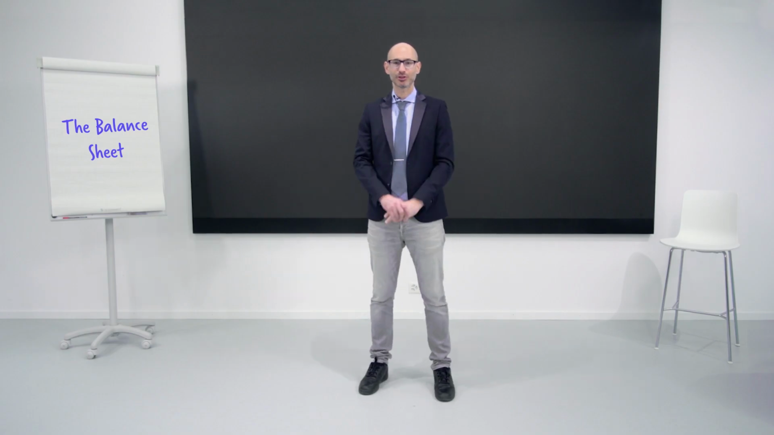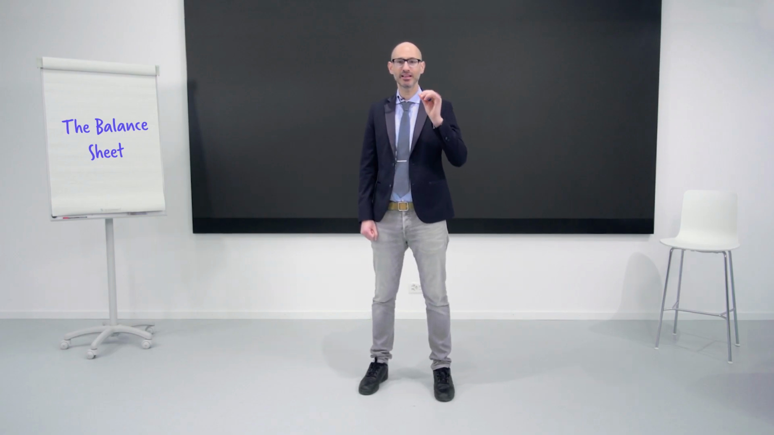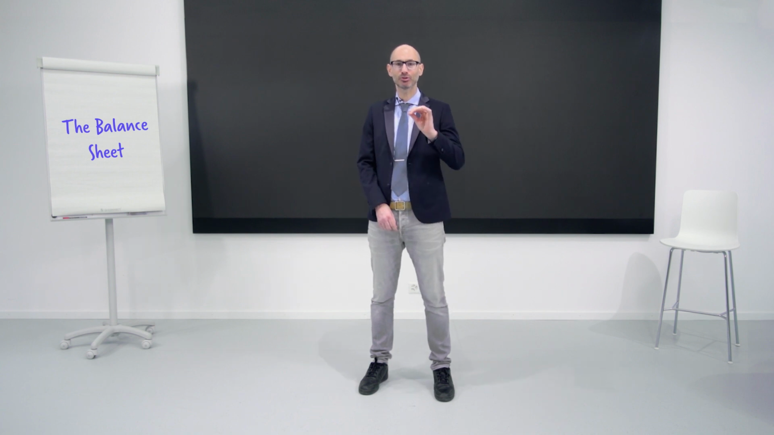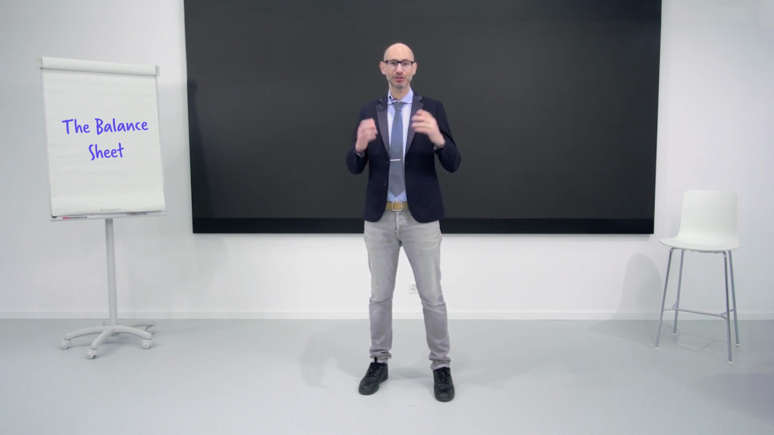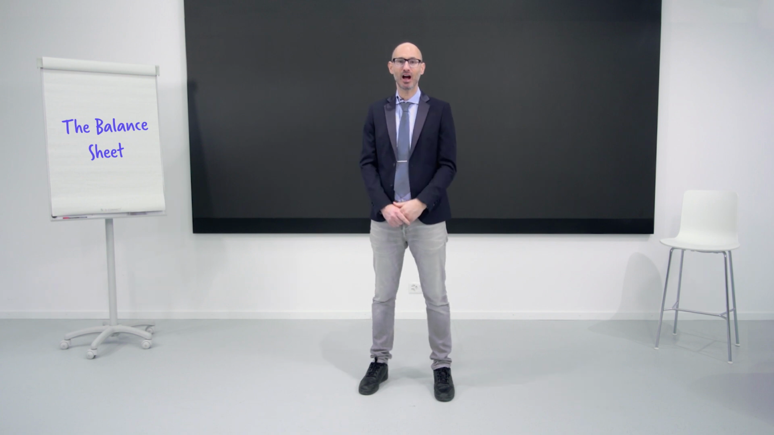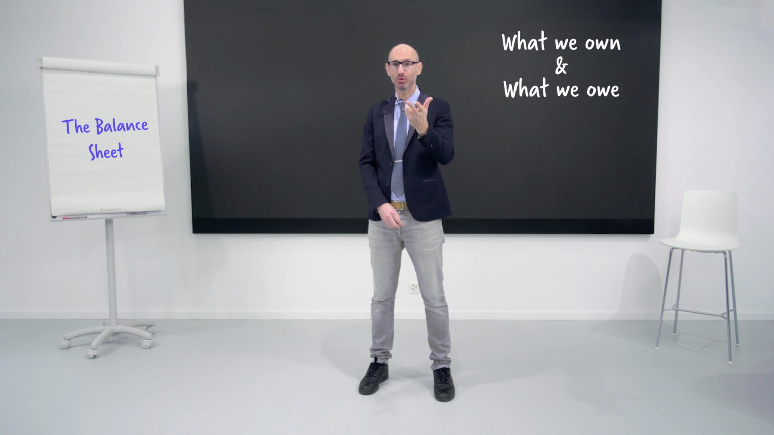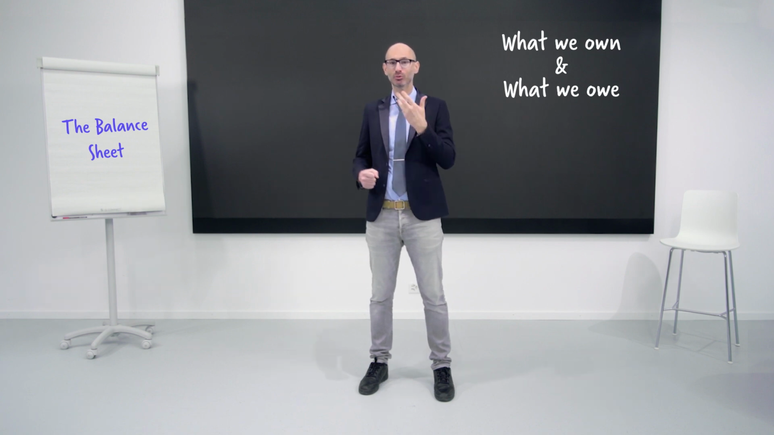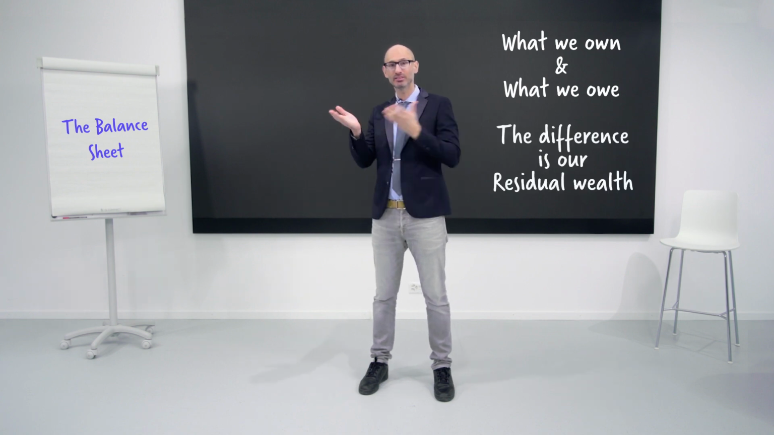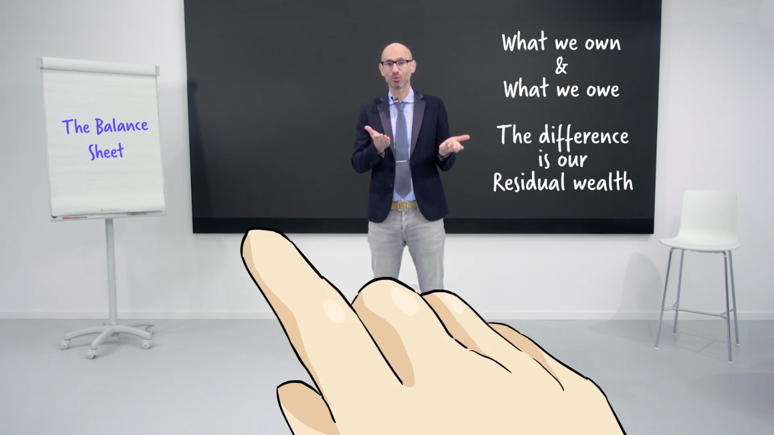Today we cover the balance sheet. Probably it is, along with the income statement, the most important topic in accounting. The balance sheet shows us, roughly speaking, how rich we are, more or less. It shows us what we own and what we owe. Naturally, if you know what we own and what we owe, the difference between them is our residual wealth.